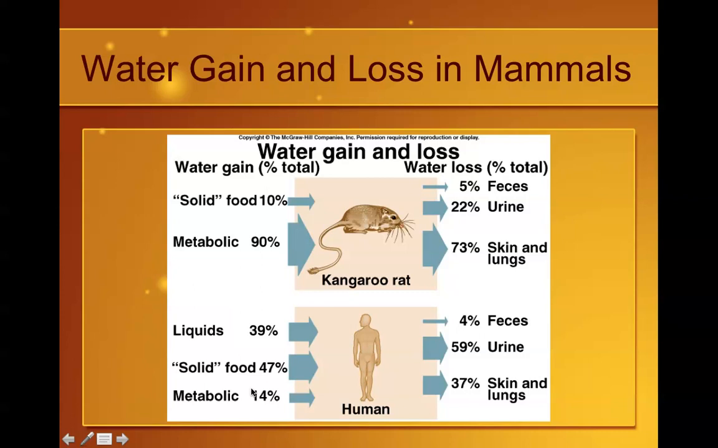comes from metabolic byproducts. Remember that when you go through cellular respiration, one of the products is water, and so we get 14% of our water just from breaking down carbohydrates or proteins or any other food compound.